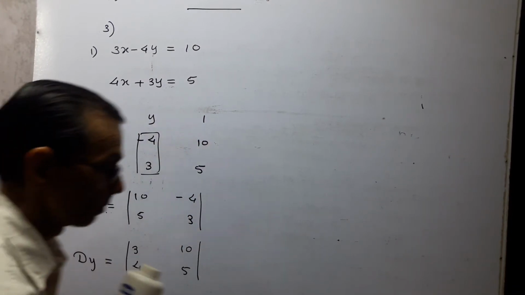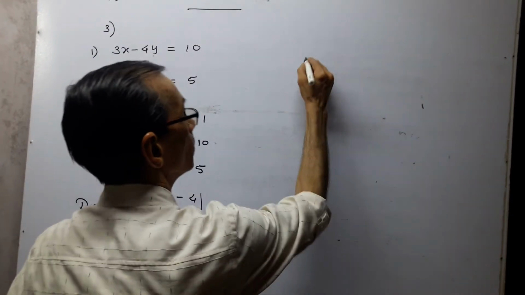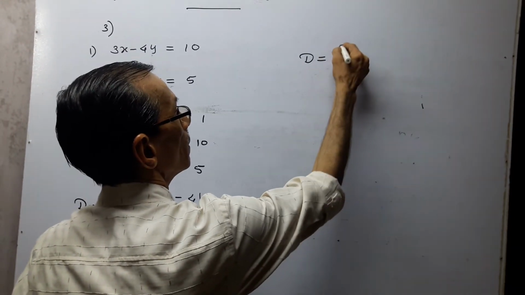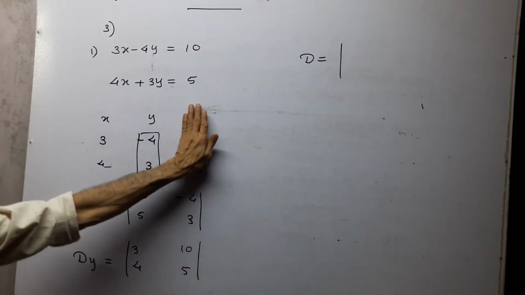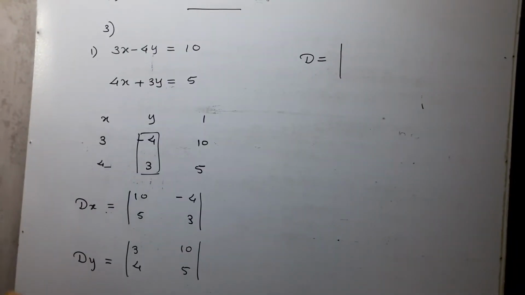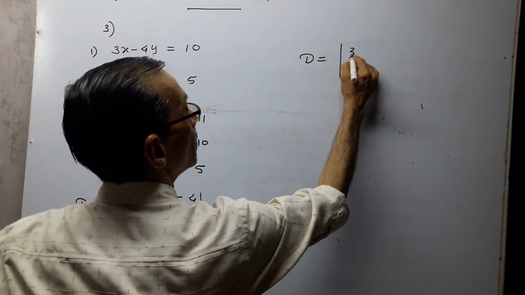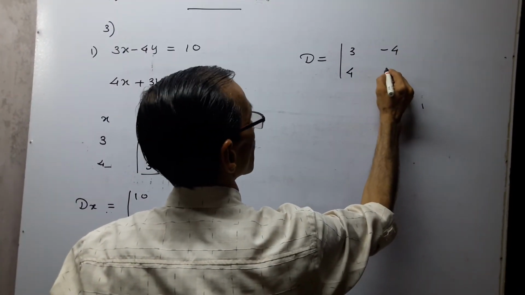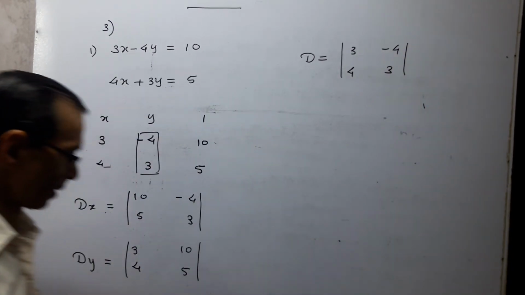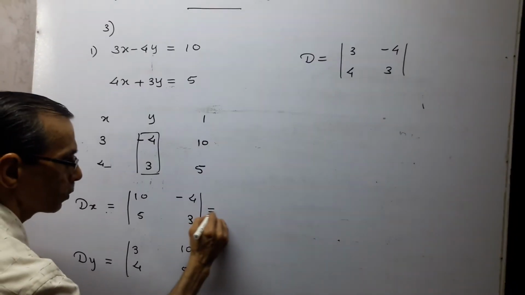Same way, find out D. To find out D, forget this and write this arrangement as it is: 3, 4, minus 4, 3. Now let us find the value of each one of these.